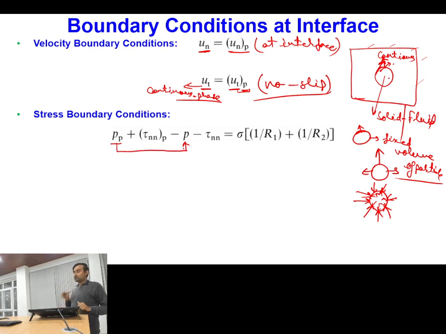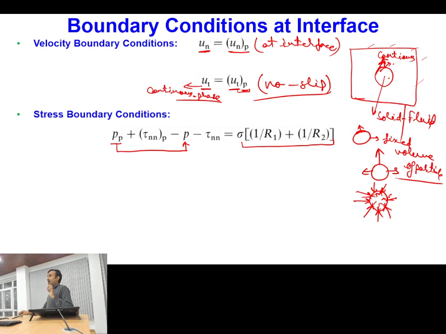The difference of these two pressures will be equal to the surface tension force if and only if my particle and surrounding phase are at rest. But if this particle is moving in the surrounding continuous phase, then there will be some relative velocity between the particle and the surrounding continuous phase. Because of that relative velocity, there will be some shear stress also in the tangential direction. So whenever I write the total force balance, I also have to account for shear forces.